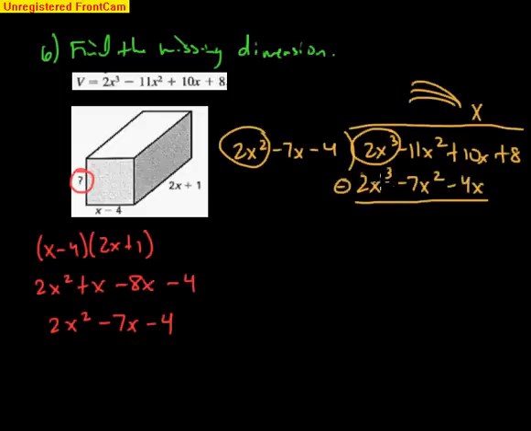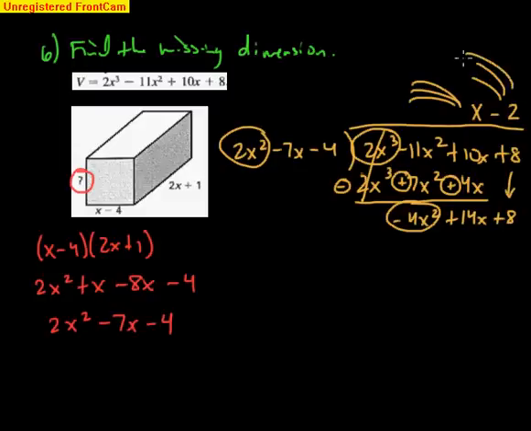I draw my line and I change all of the signs. So my 2x cubes cancel. Negative 11 plus 7 is negative 4x squared. 10 plus 4 is 14x, and I bring down the 8. So now it's 2x squared to become negative 4x squared. That's a negative 2. 1, 2, 3 times the negative 2. Negative 4x squared plus 14x plus 8.